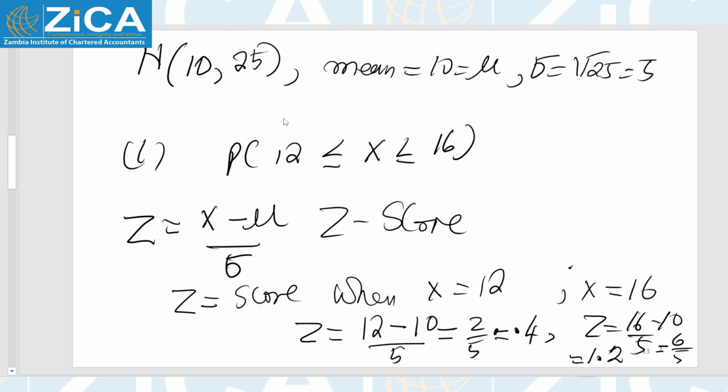It will give us the 1.2. Now, what you are being asked here is to find now the probability of z greater than or equal to 0.4, and you have got less than or equal to 1.2.